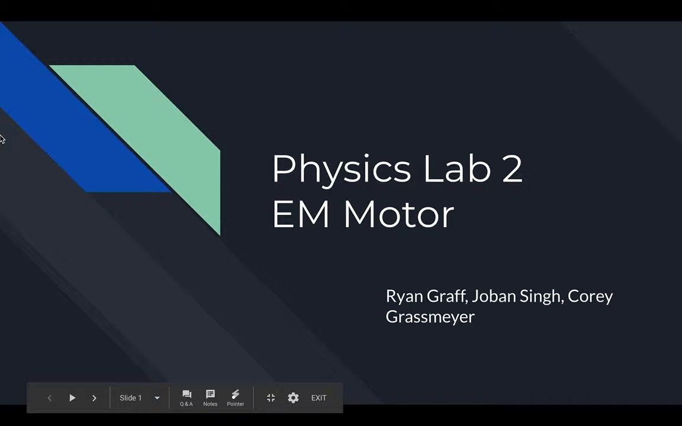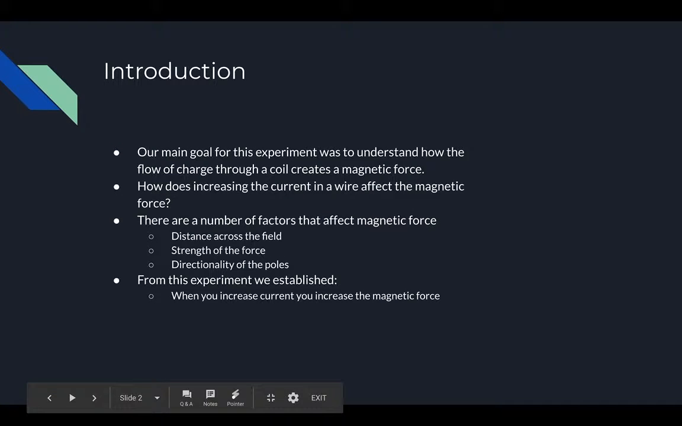This is Physics Lab 2, E&M motor. Our main goal for this experiment was to understand how the flow of a charge through a coil creates a magnetic force, and the question we were trying to answer was how does increasing the current in a wire affect the magnetic force? There are a number of factors that affect magnetic force, the first being distance across the field, the second, strength of the force, and third, the directionality of the poles. And from this experiment, we established when you increase current, you increase the magnetic force.